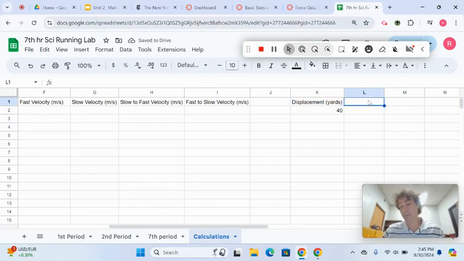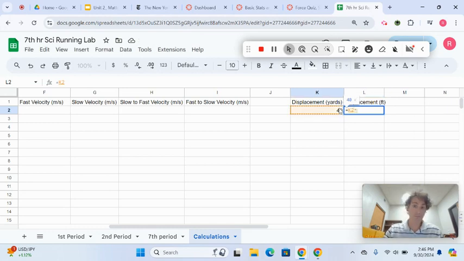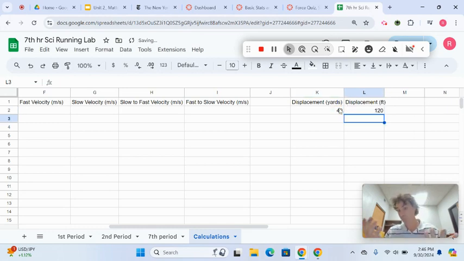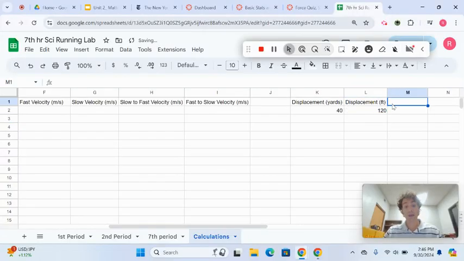Over here, I can convert maybe to feet. Again, this is practice making sure you know how to do these conversions. So I can say displacement, and this is in feet. Equals, well, there are 3 feet per yard, so I'm going to take this number and multiply it by 3. 120 feet, that's 40 yards. Nice.